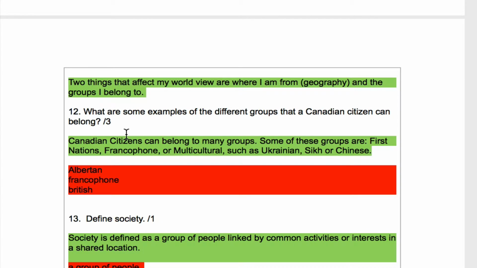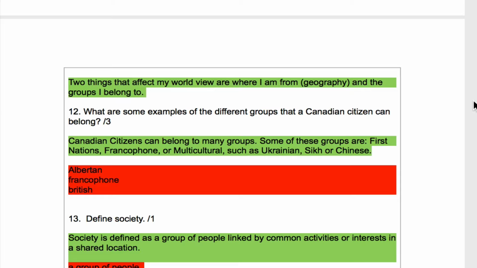Now let's look at question number 12. What are some examples of the different types of groups that a Canadian citizen can belong to? As you can see, this is worth 3 marks. If something is worth 3 marks, you should probably have 3 points. So just saying Albertan and Francophone isn't going to get you full marks. That'll get you 2 marks if I'm feeling generous because it's not even in a full sentence.